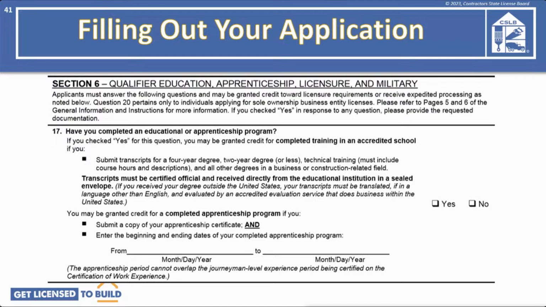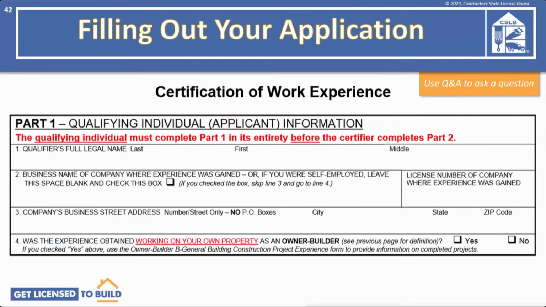Parts of the application, Certification of Work Experience, Part 1. Now we will discuss the certification of work experience. Part 1 will be filled out by you, the applicant. Here, you will list the information about your employer where you gained your experience. If you were self-employed when you gained the experience, please make sure to check the box in line 2.